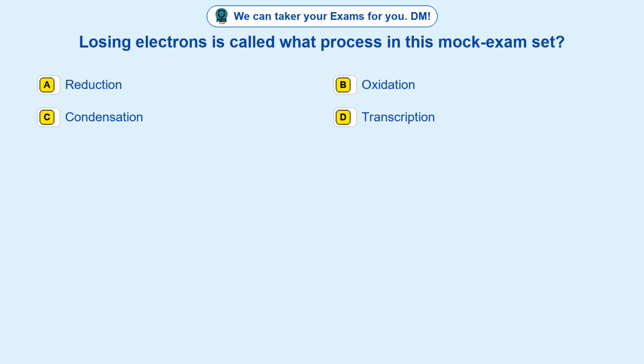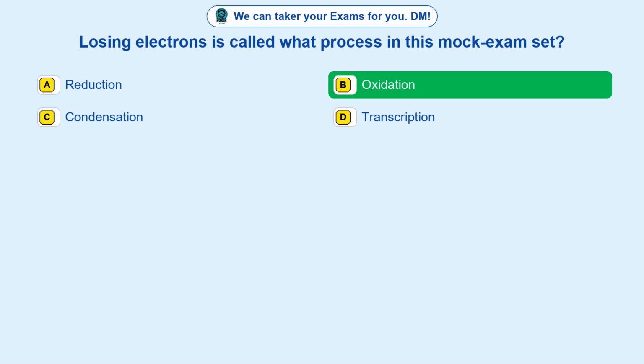Question 43. Losing electrons is called what process in this mock exam set? Option A, reduction. Option B, oxidation. Option C, condensation. Option D, transcription. The correct answer is option B, oxidation.